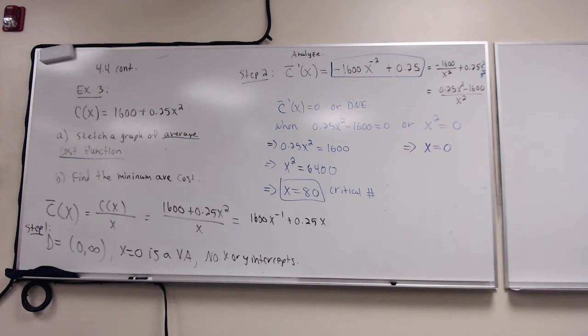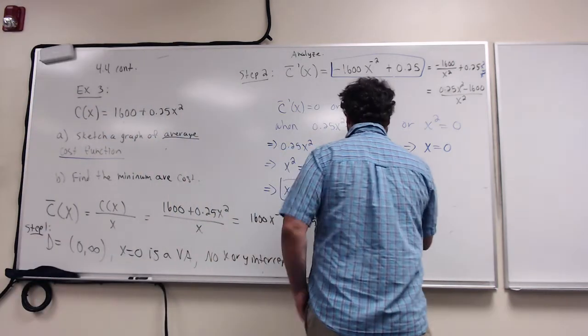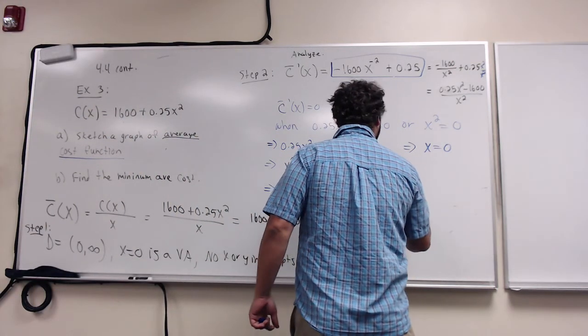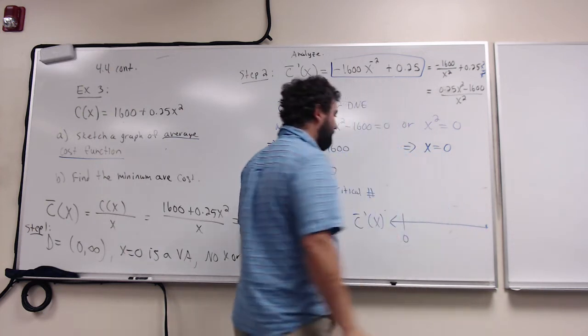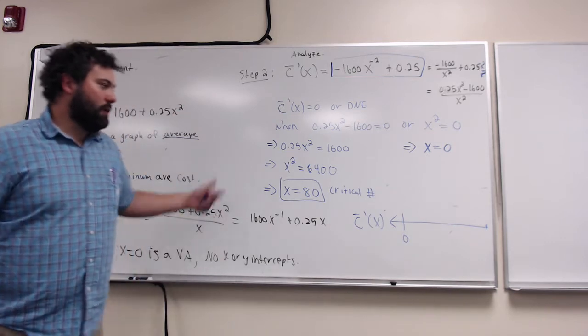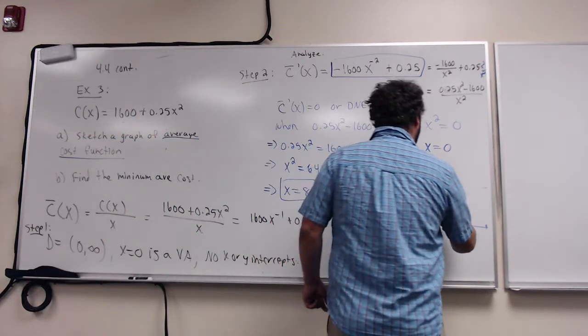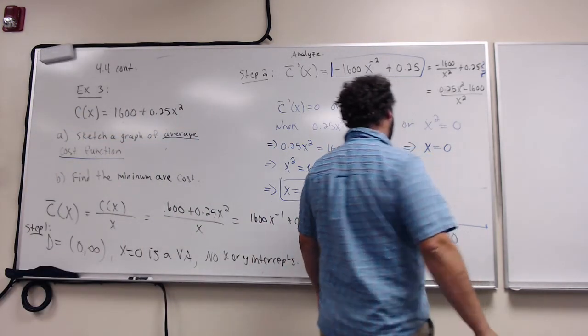So what I can do now is I can make a sign chart for the first derivative. I'm going to put 0 on the left because that's where the domain starts. And I'll put 80 on the right.